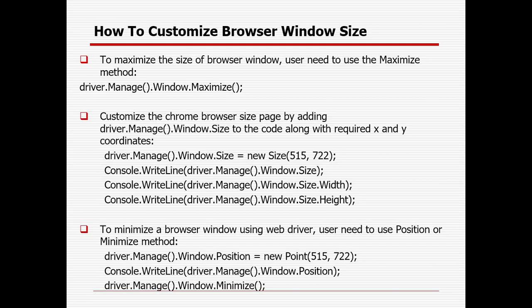Okay, so here if you want to customize any browser, it can be Chrome, IE, Firefox, right? Suppose a specific zoom level or specific pixel level, then you can do that also with the help of the size methods, right? So driver.Manage.Window.Size, you can use it, and you can give the x-axis and y-axis coordinate here, right? So that's why it will automatically zoom, right?